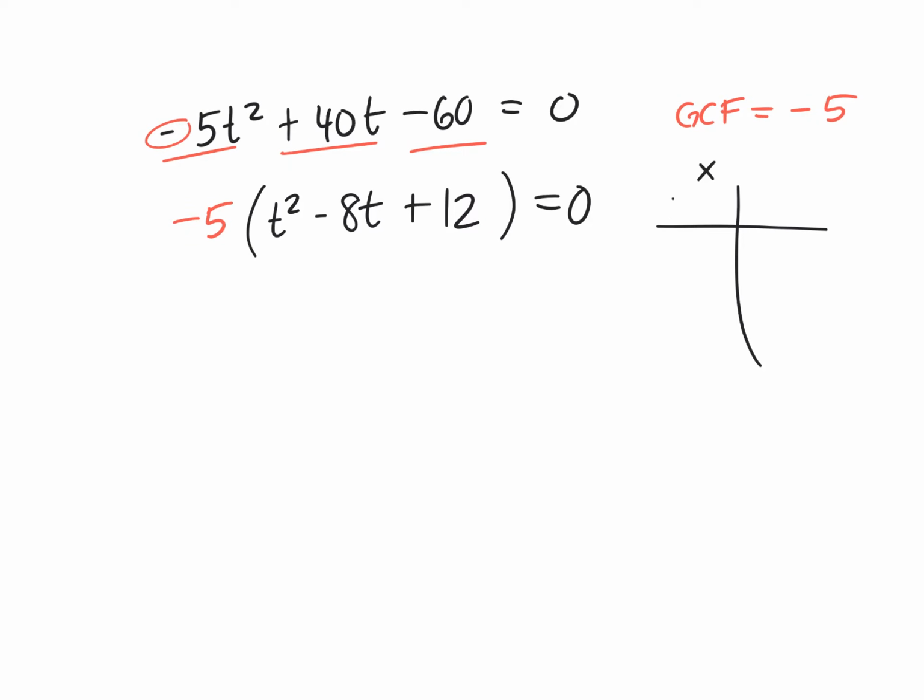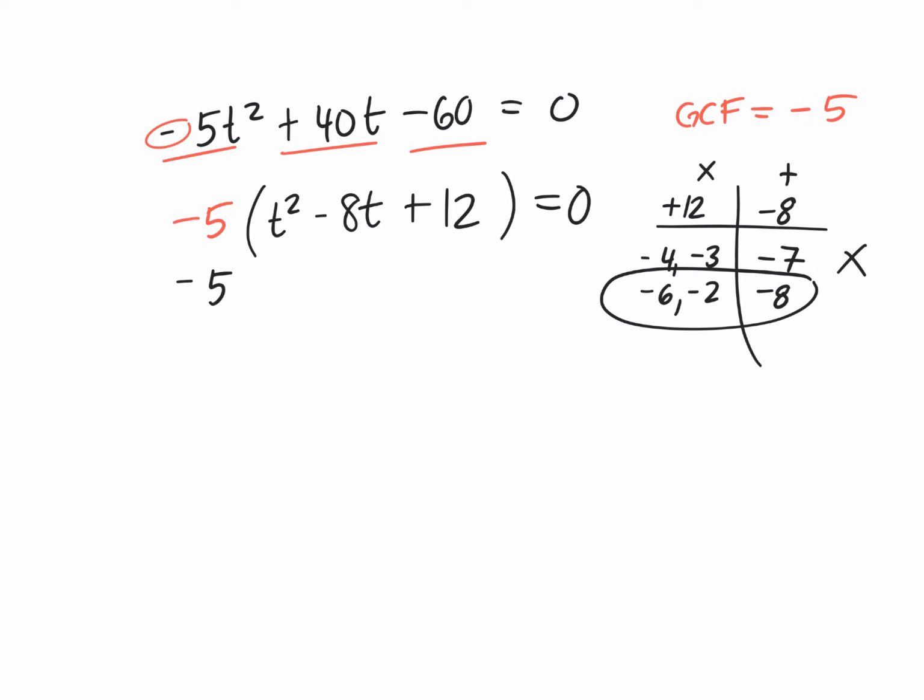Two numbers that multiply together to give you positive 12 that add up to negative 8. What are the two factors of positive 12? What times what gives you 12? Okay, negative 4 and negative 3 equals what when I add them up? Negative 7, so that doesn't work. Other factors of 12, Aisha? Negative 2 and negative 6. Negative 6 plus negative 2 is negative 8. There we go. So we have to keep this negative 5 there. And we have t minus 6 and t minus 2 equals 0.